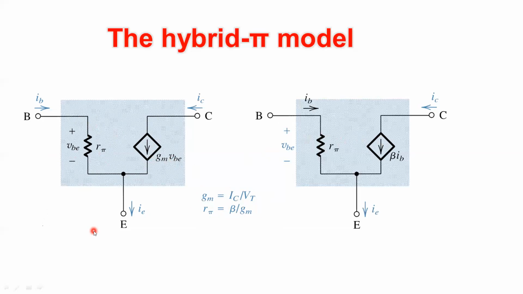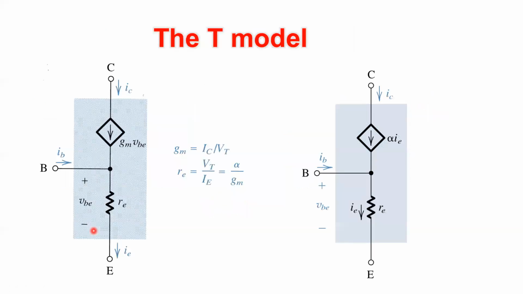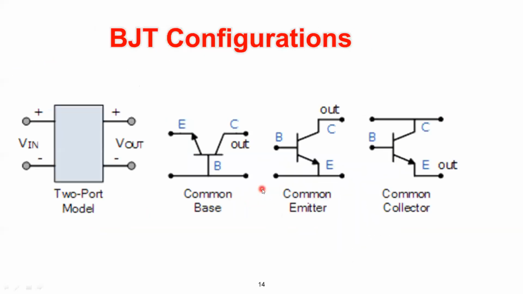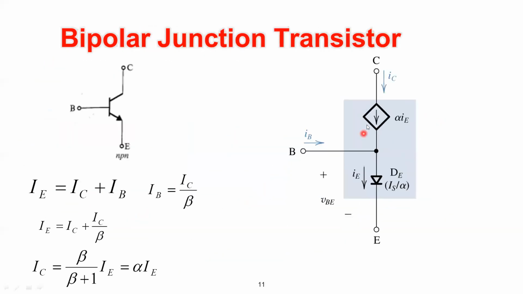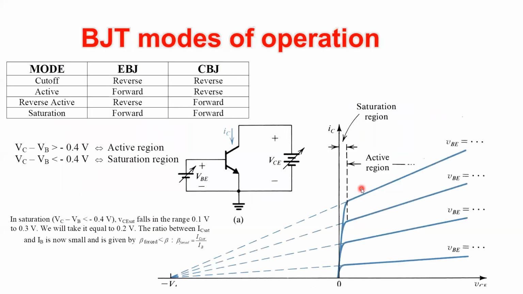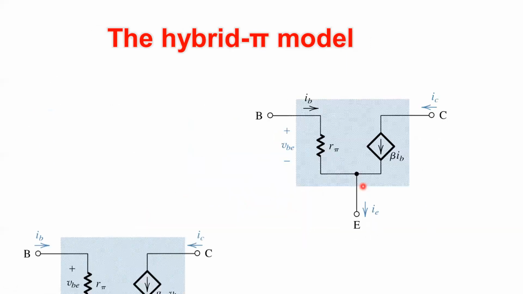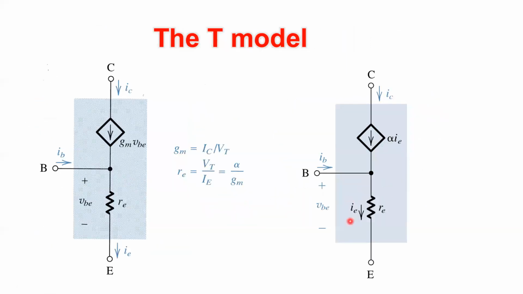As we have a pi model, we also have another model, which is the T model. If you remember this T model, we also studied it in the DC part, where we say that the current in the collector is equal to alpha times IE, the current in the emitter. So typically we have it here the same. Here the diode is replaced by a resistance. This is IE. The current here is alpha IE. This is the base, this is the collector, and this is the emitter.